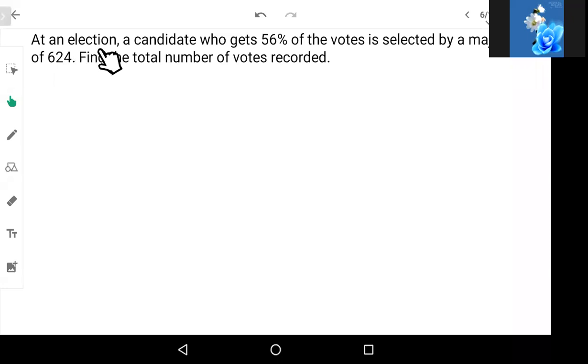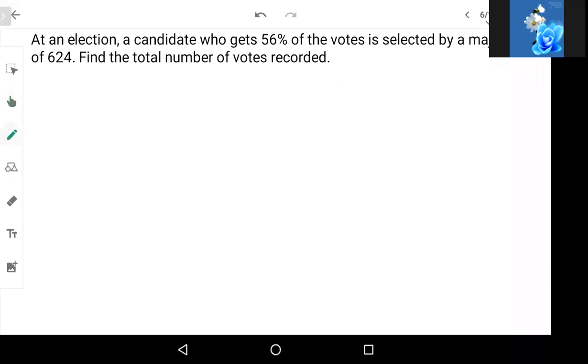At an election, they are doing an election. A candidate who gets 56% of the votes out of 100%, if he is able to get 56% of the votes, he is selected by a majority of 624. Now we are supposed to find out what is the total number of votes. They have not given us the total number, but they have given us the percentages. Clear? So using those percentages, we will define what was the complete number of votes that was there.